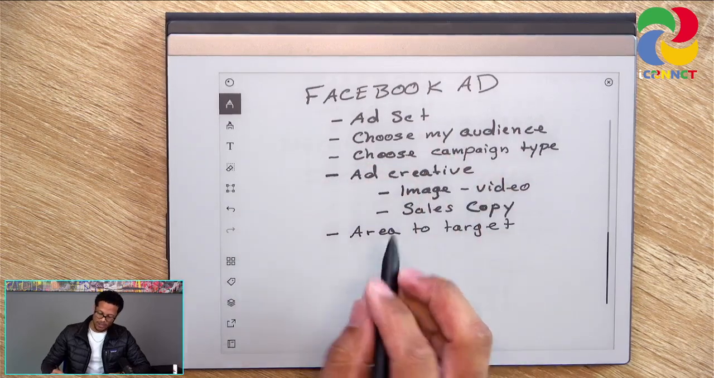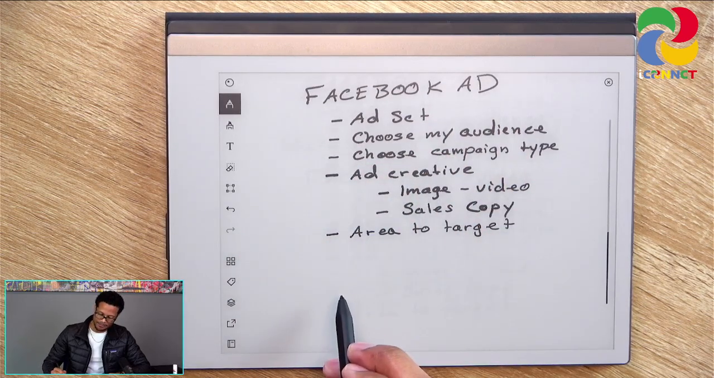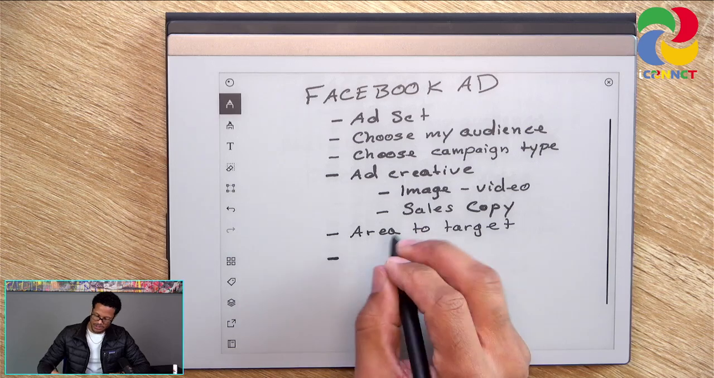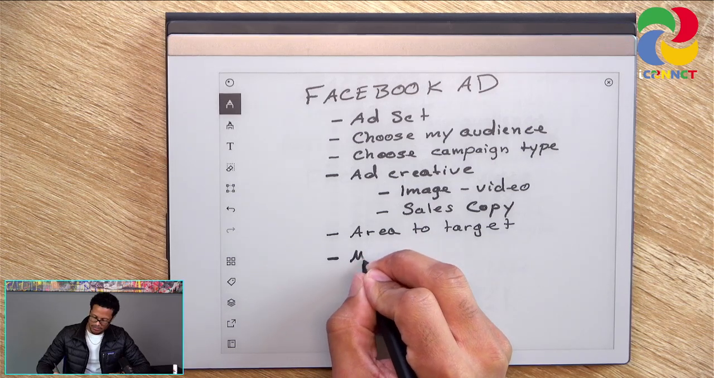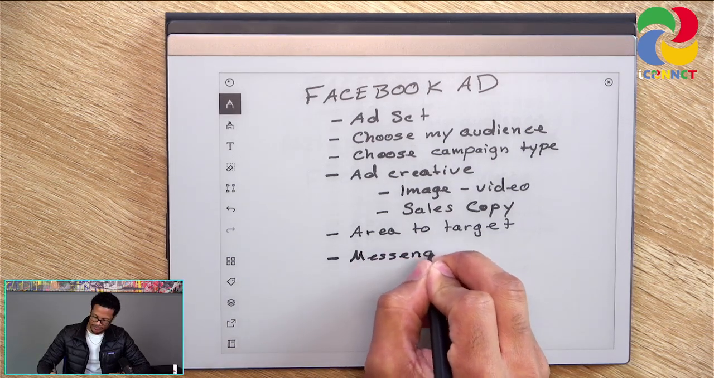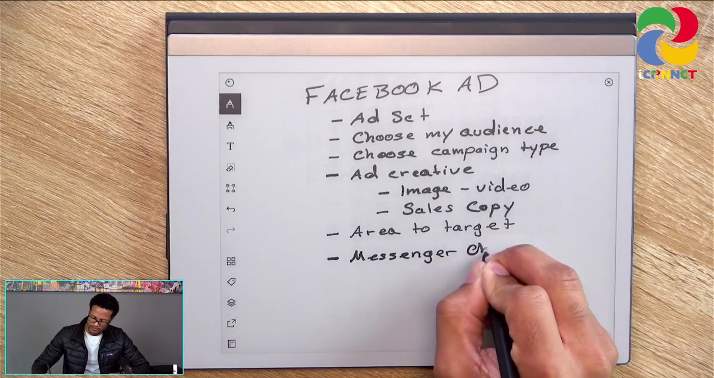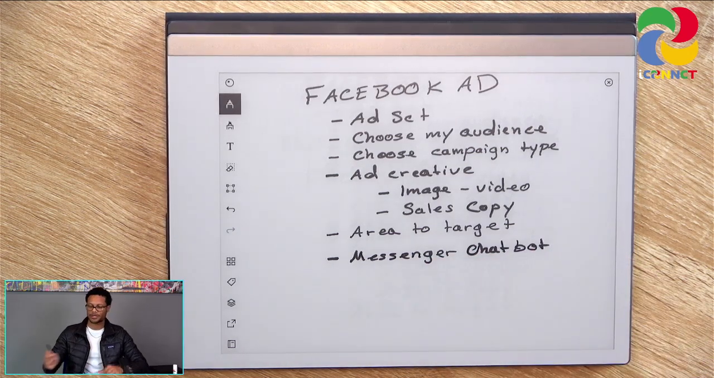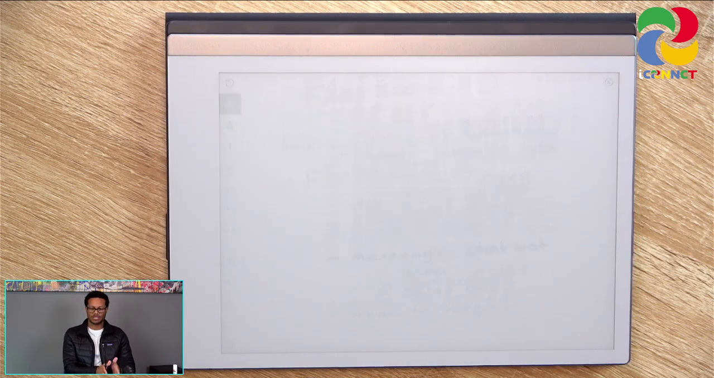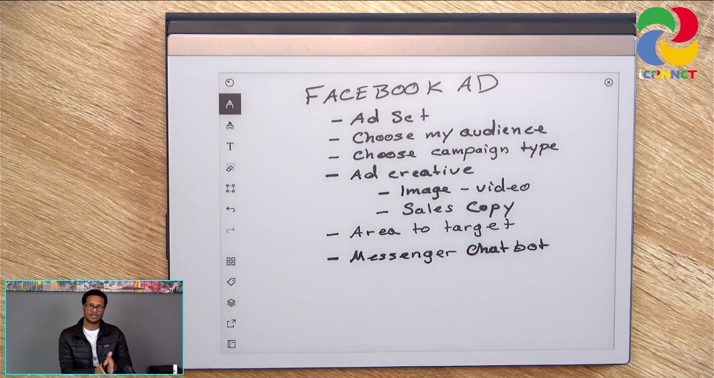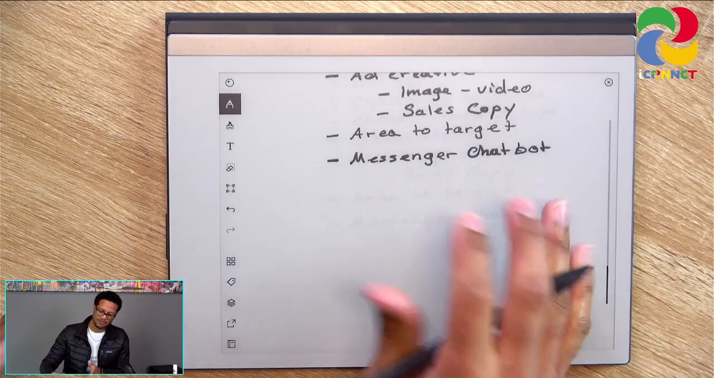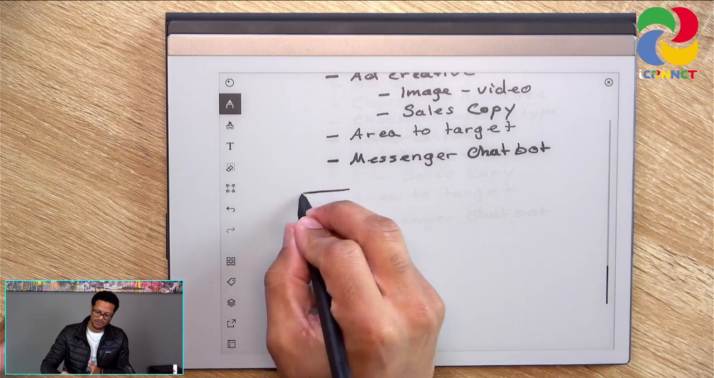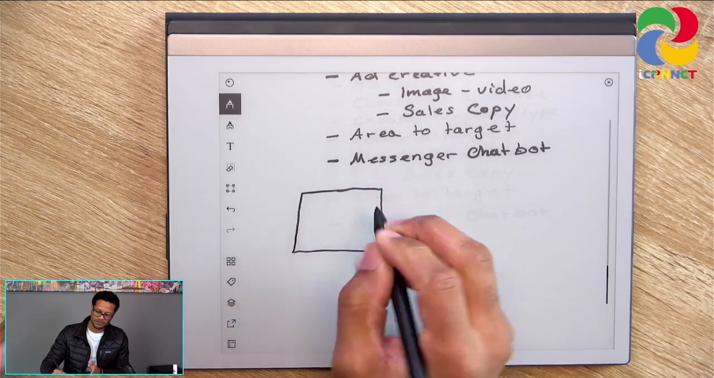And then what I also need is a messenger bot, chat bot setup, right? Because what I'm doing is I am targeting them on Facebook and then I'm sending them to a messenger bot. And I'm just going to diagram this out. I'm a very visual person. And so this is how I draw out my funnels.